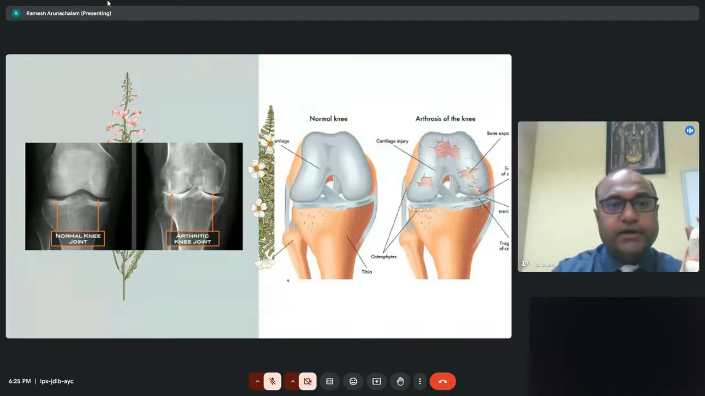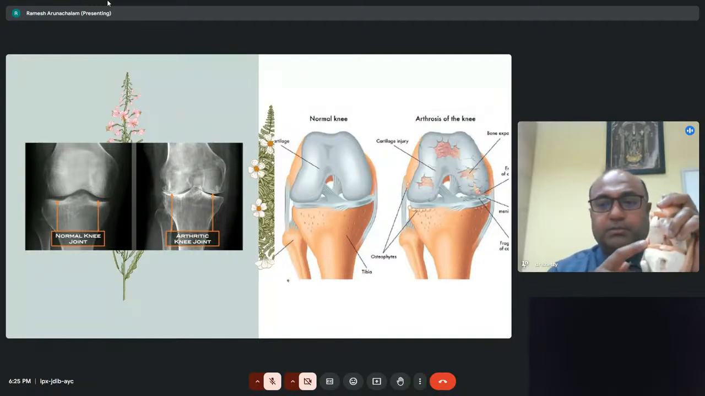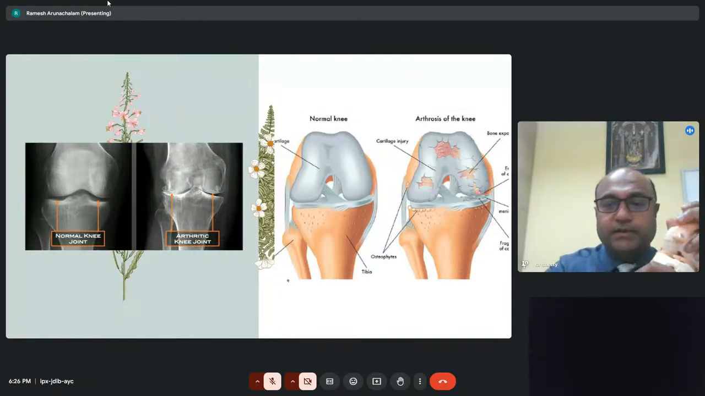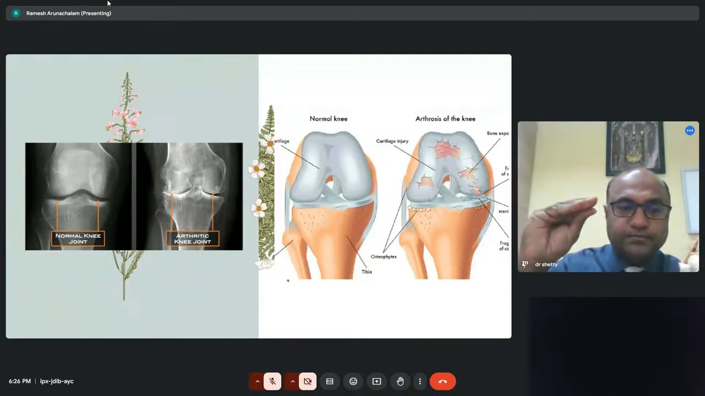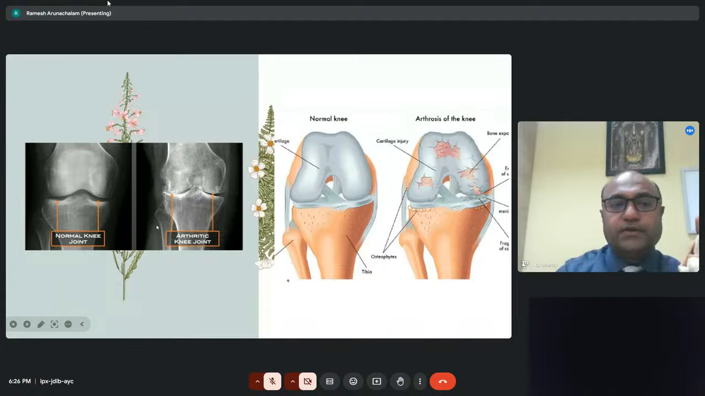So that's the normal knee joint. People talk about the gap. So what is the gap? As you can see on the right hand side, the normal space between the thigh bone and the shin bone starts getting reduced because the cartilage is completely damaged. So that is called reduction in the gap. That's a classic sign of arthritis of the knee. Next slide.